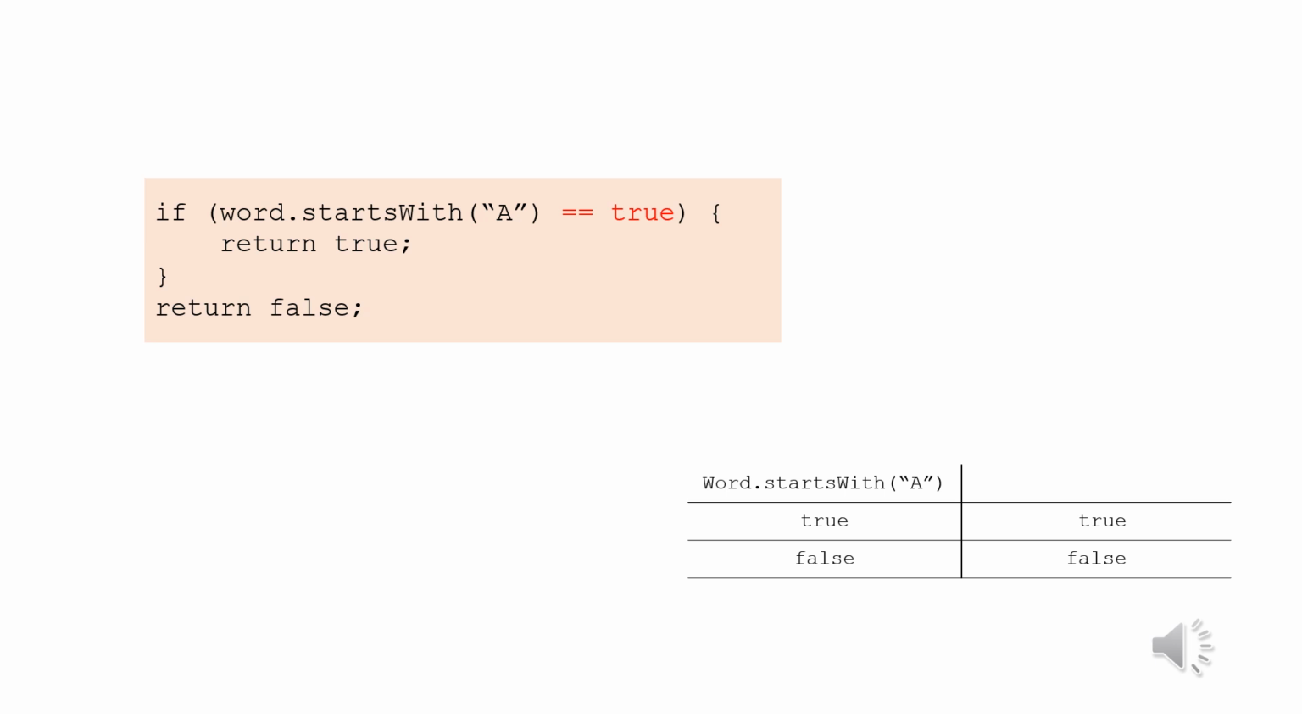Let's take a look at another code example. Here we can see the pattern we saw earlier. We have an if statement that returns true in some situations and returns false in other situations. Although in the previous example, we had an else statement and the return false was inside the else block.